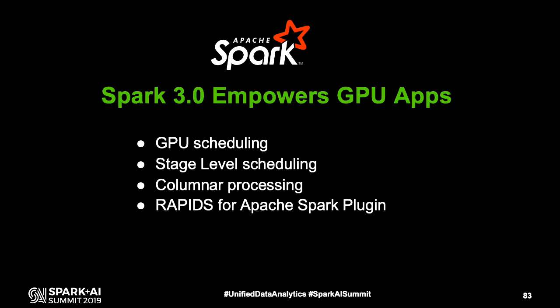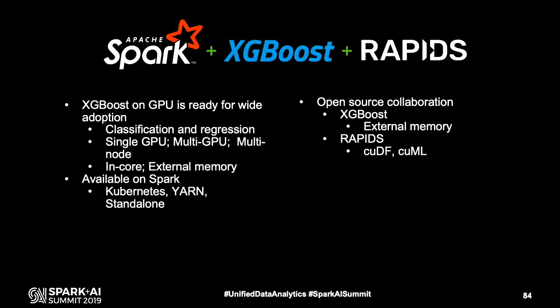That's right. Just to summarize, Spark 3.0 empowers GPU apps. We've done multiple things and are working on more. The GPU scheduling, stage level scheduling is in process. The columnar processing plugin is there, and our plugin with RAPIDS is coming. For XGBoost Rapids Spark, this is available now. Again, go download it, try it out, let us know how it works. Like I said, we've been seeing some great performance improvements from this.